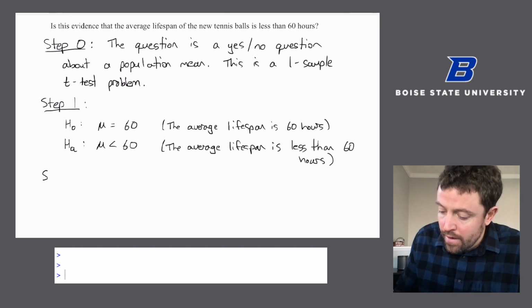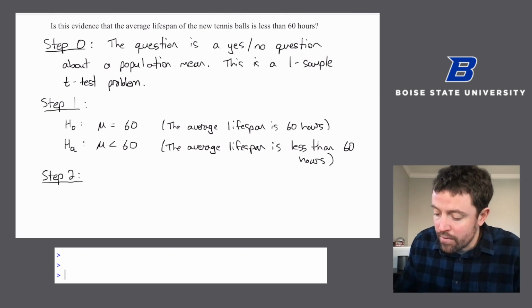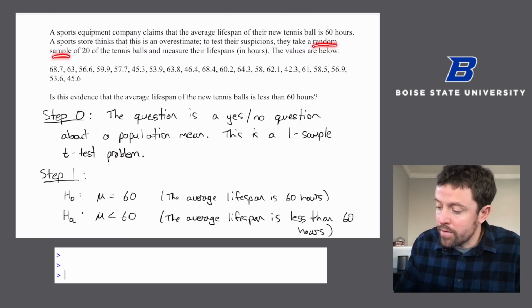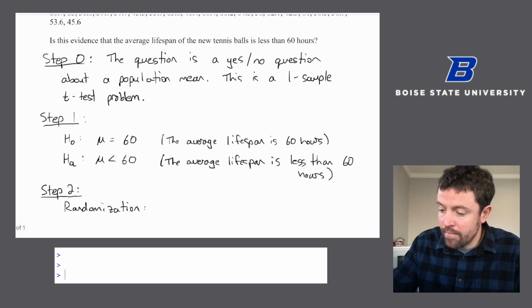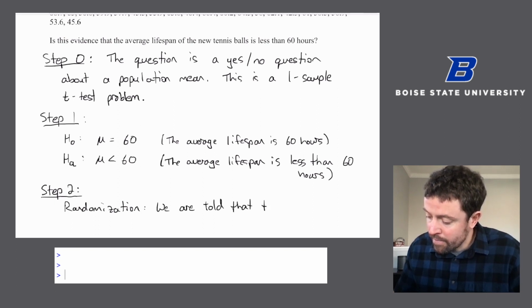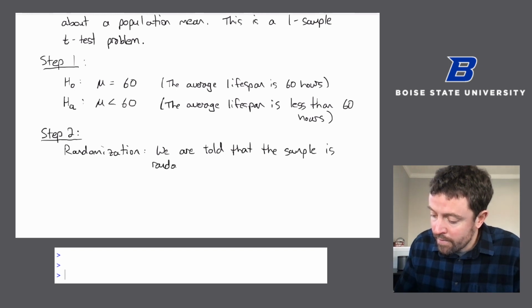All right, so step 2 is to check conditions. So I have 3 conditions. I have my randomization condition. And as I scroll up, we're told that this is a random sample. My second condition is independence.